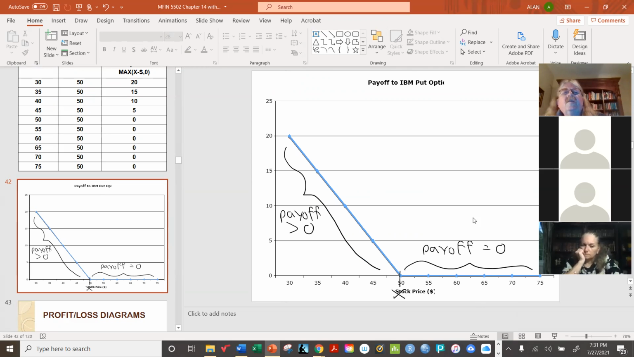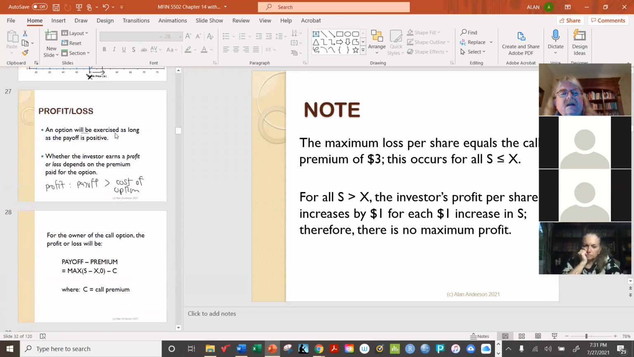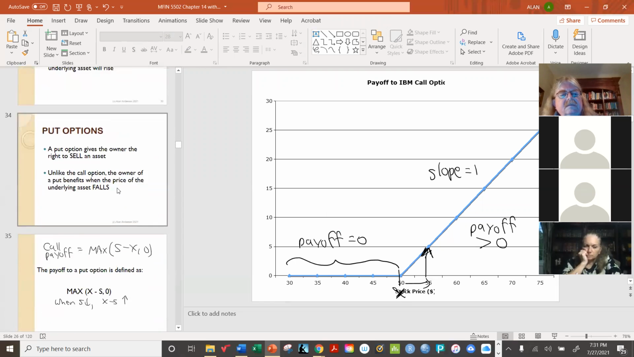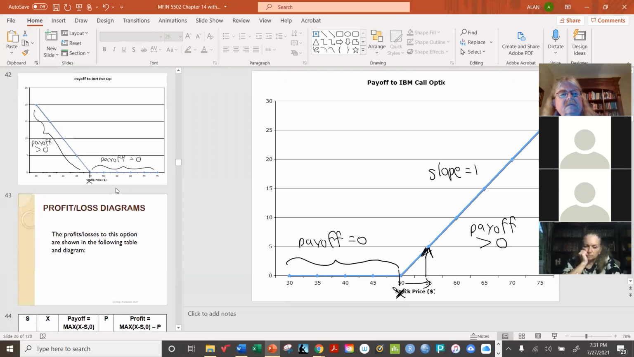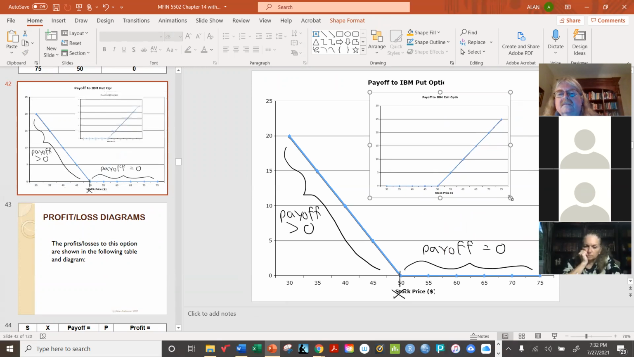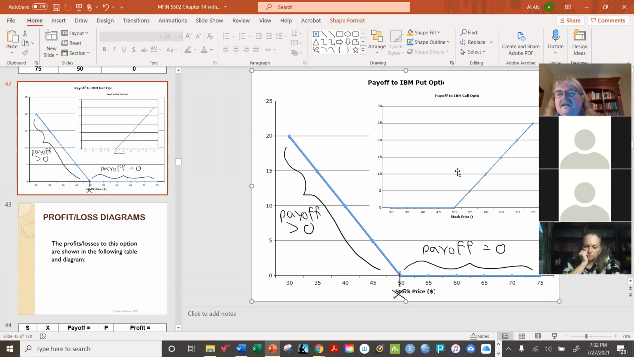Oh, by the way, let me just go back and grab the graph from the call. Just a quick reminder. If you see them side by side, you'll notice something interesting. Basically, it's as if I flipped the call from left to right to make the payoff diagram for the put. In other words, if you look at them side by side, they're essentially mirror images of each other.